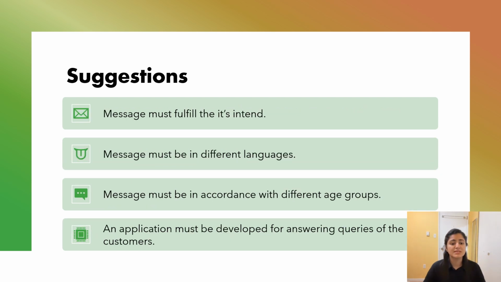The second one is that the message must fulfill its intent. The purpose of the communication must be fulfilled in the message, which was not done in this case. The message must be in different languages. As we know, in this case, the customers belonged to various cultures, and there was a vast diversity of customers. So if the message had been in different languages, and in accordance with the different age groups, then it would take into account the large group of customers.